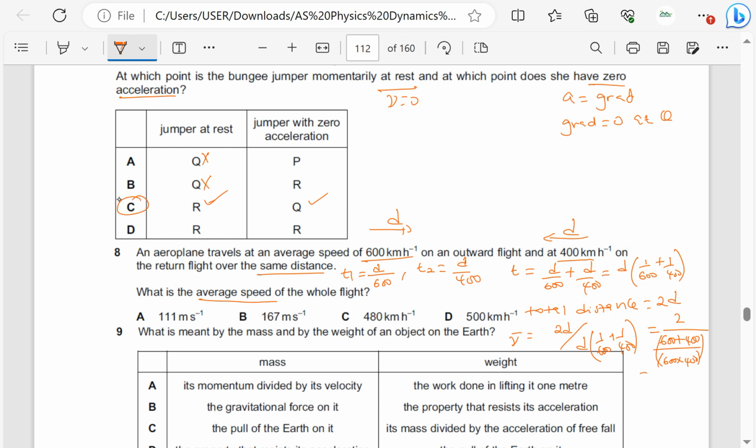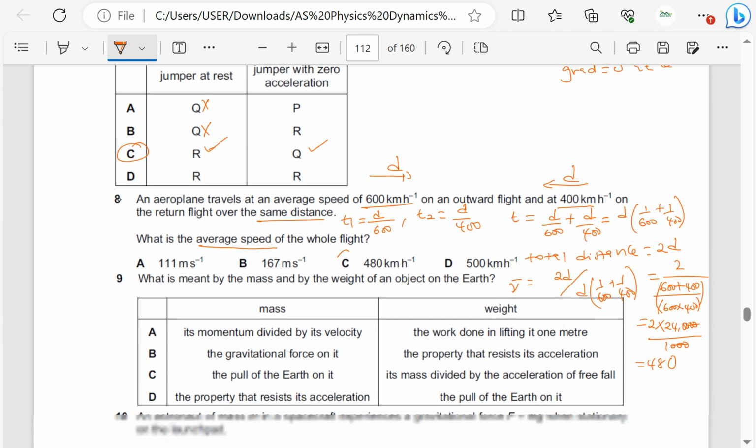So this gives me 2 times 600 times 400. I think that is 24 and 4 zeros. So that is 240,000 divided by 600 plus 400, that is 1,000. So 3 zeros cancel out, and it is 480. So the answer here is going to be 480 kilometers per hour, which is C.